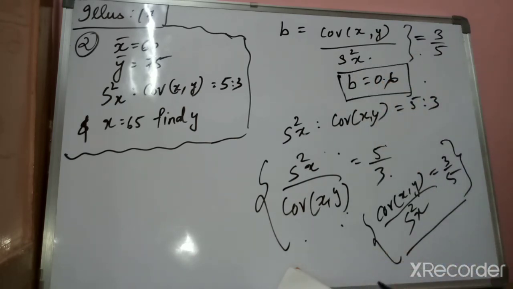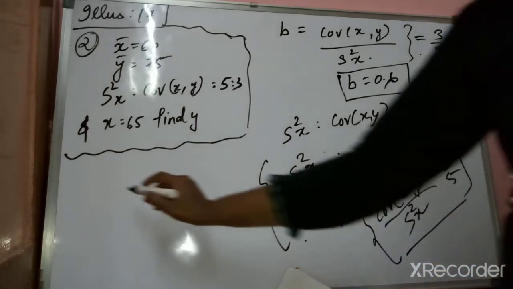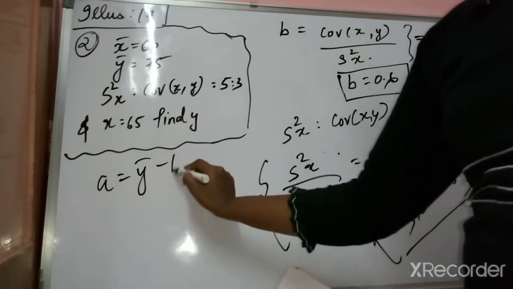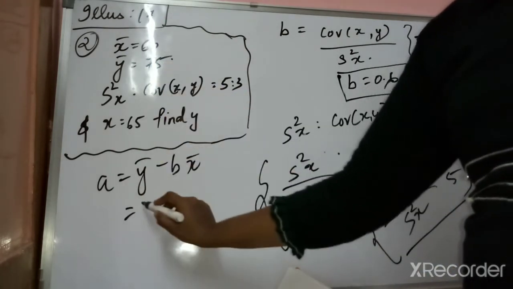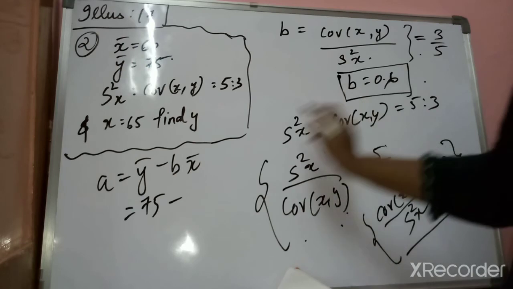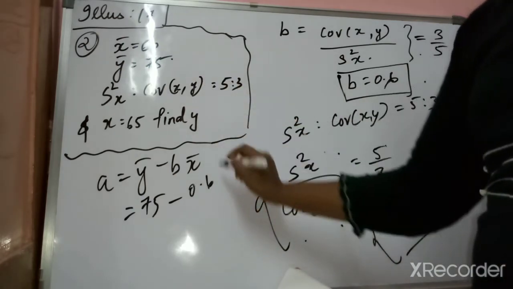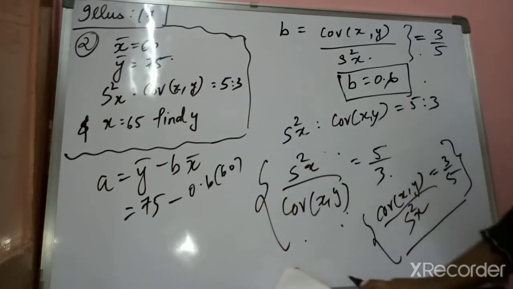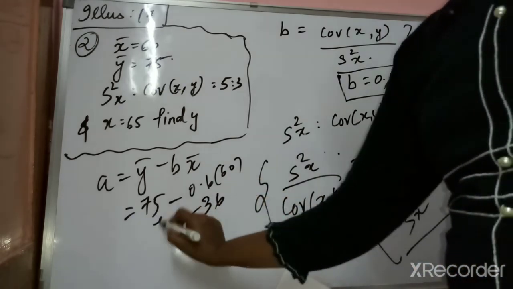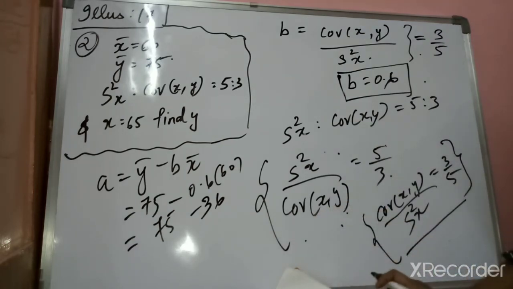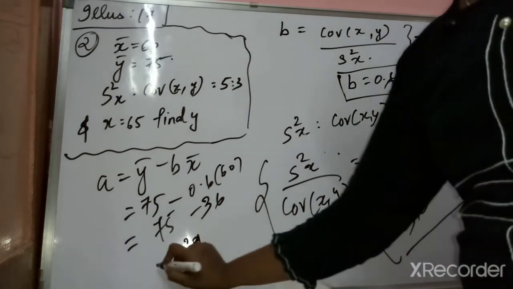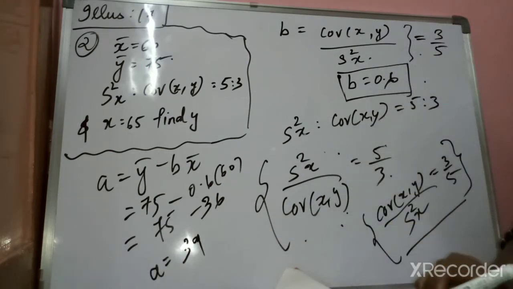Now the next step is finding your a. The formula for a is y bar minus b x bar. So you have the y bar value, that is 75, minus b, which is 0.6, times x bar, which is 60. Multiplying 0.6 into 60 gives 36. Then deducting, 75 minus 36 is 39. Now your a is equal to 39.